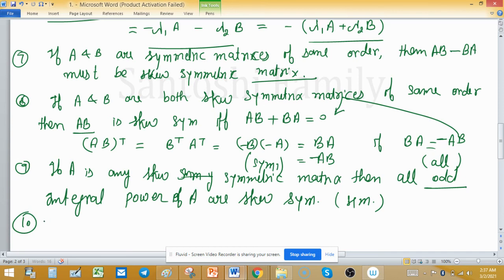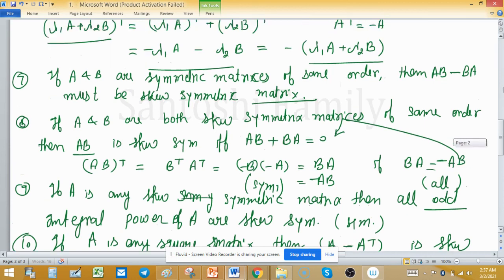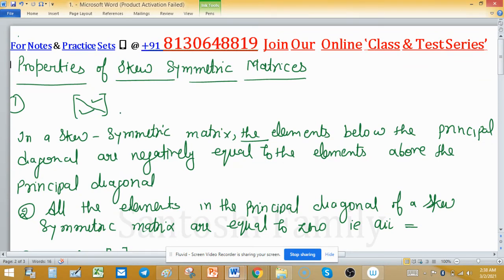If A is any square matrix, I am not saying skew or symmetric, then A minus A transpose is a skew symmetric matrix, and we saw that for the symmetric matrix, the sum of A with its transpose is symmetric. So this point differs with the negative sign. So remember these properties of skew symmetric matrices.